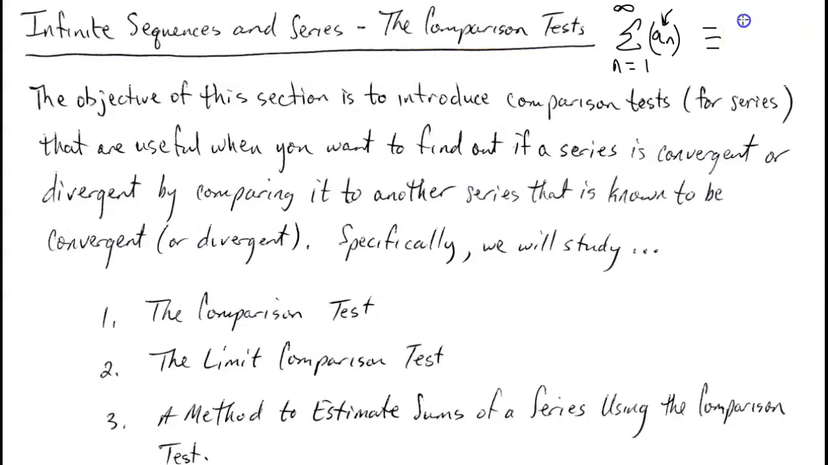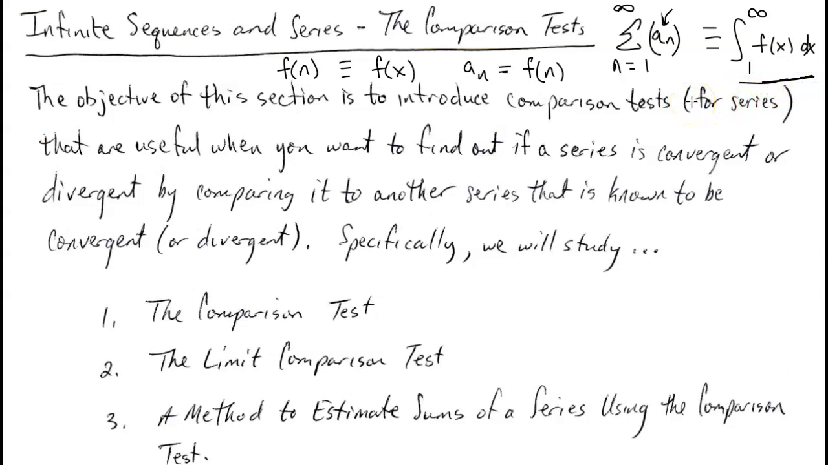So I'm going to write it. If we had some improper integral here, and a sub n was a function of n, then the function f of n will mimic the behavior of the function f of x. The point I'm trying to make is that this series will behave in a similar fashion as this improper integral.